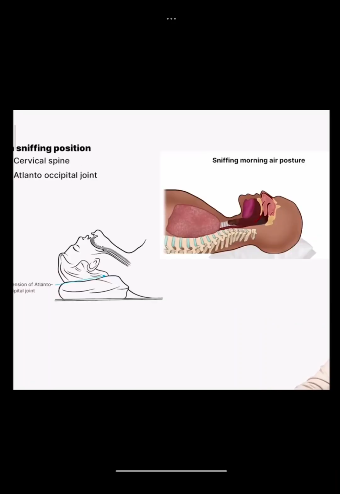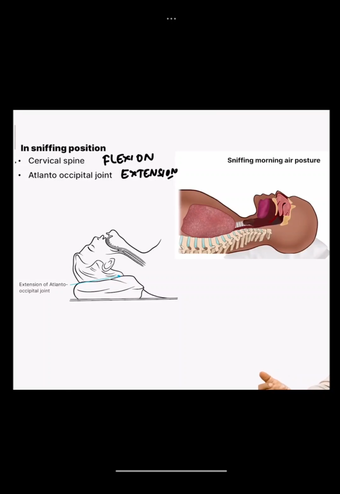How will you go for endotracheal intubation? For endotracheal intubation, guys, we need to keep the patient in which position? Sniffing morning air posture. Imagine you are giving general anesthesia to the patient. So you take the patient in a sniffing morning air posture. What is sniffing morning air posture? You give flexion at the cervical spine and extension at the atlanto-occipital joint. Very, very important. After you make the patient lie down in this position, the pharyngeal axis, the laryngeal axis and the oral axis are all in the same line, and you can easily see the vocal cords when you intubate. So this is the position used.